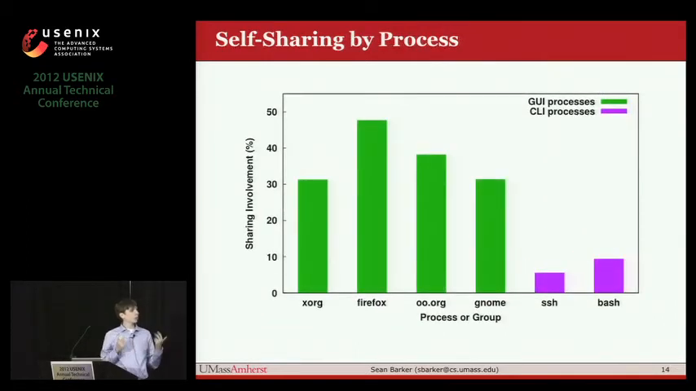First, let's look by process. In this graph, along the x-axis, we have a number of different processes. On the y-axis, we have the percentage of sharing involvement. And we've broken this down by processes that are related to GUI applications and processes that are background command line processes.